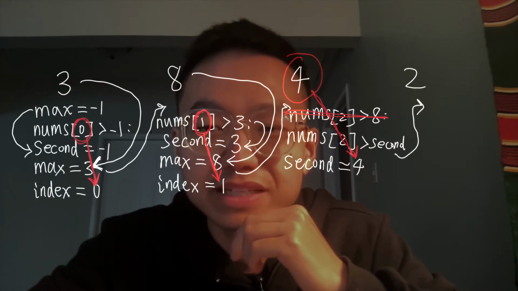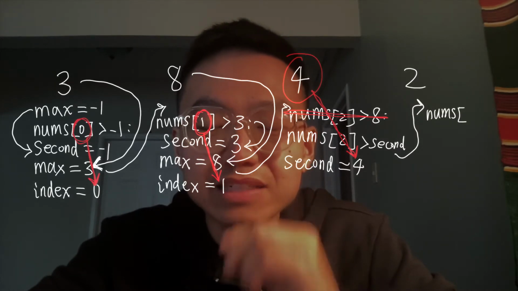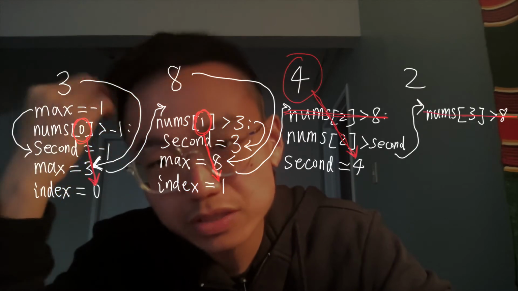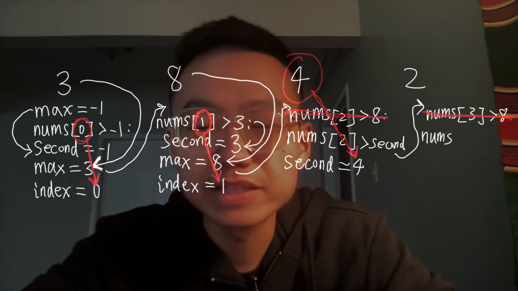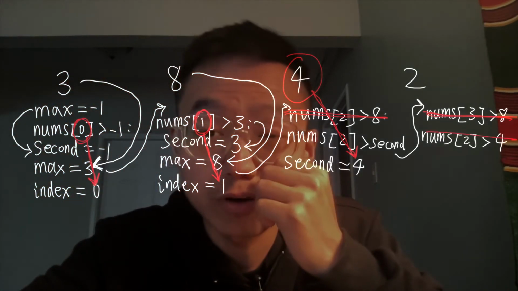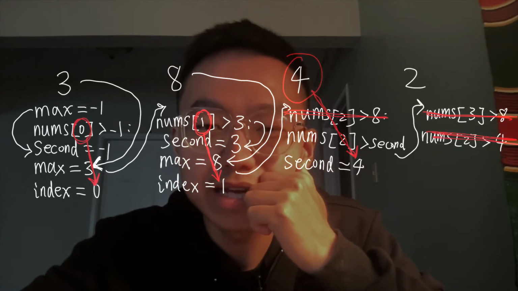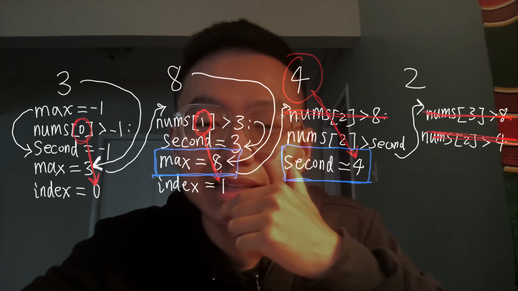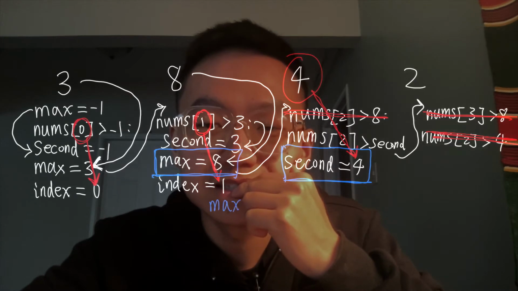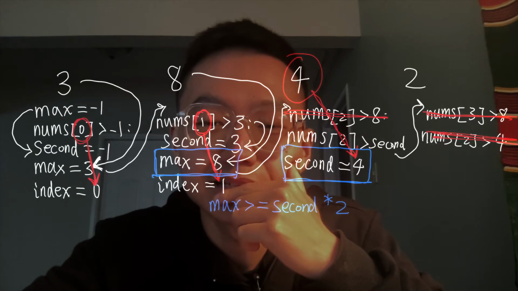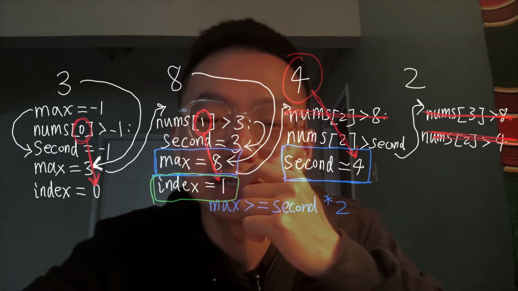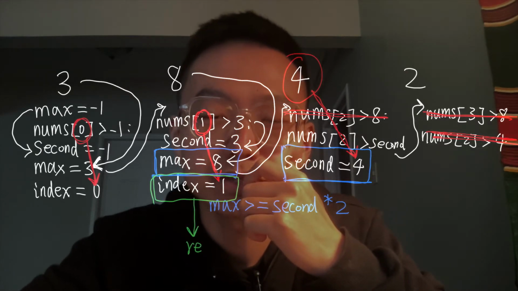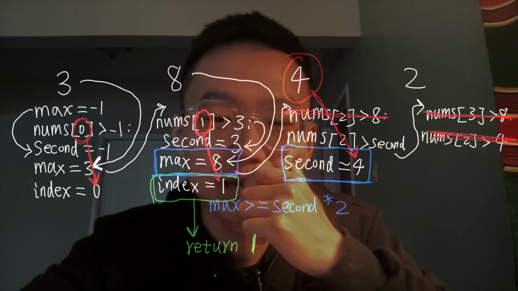The fourth element is not bigger than the 8, the biggest. It is also not bigger than the second. So we skip, and this is our for loop iteration. We can see the max variable is 8. It is greater than or equal to twice the second one. So in this situation, we can just return the index of the biggest number. It is the second one, so we return index 1.